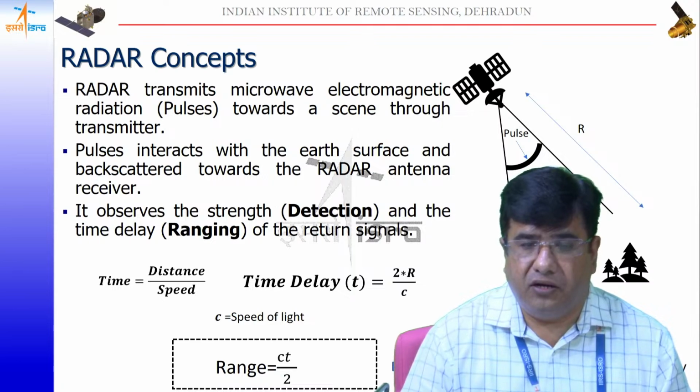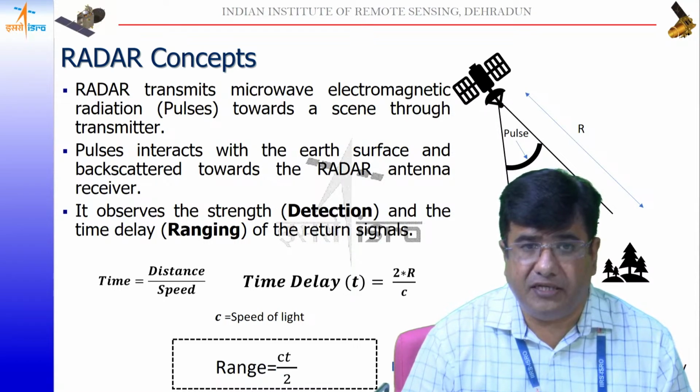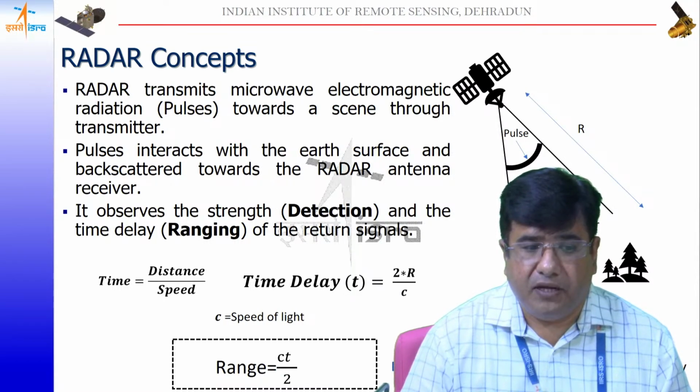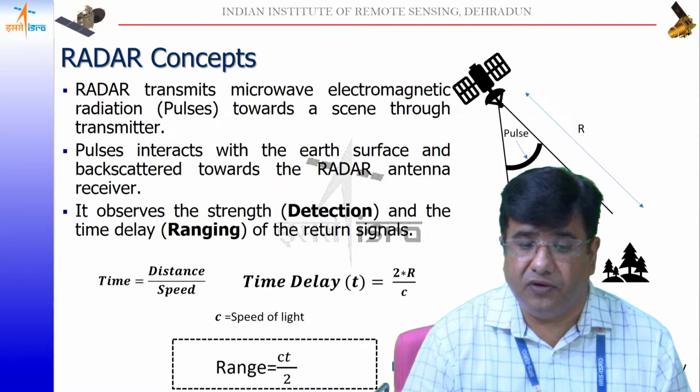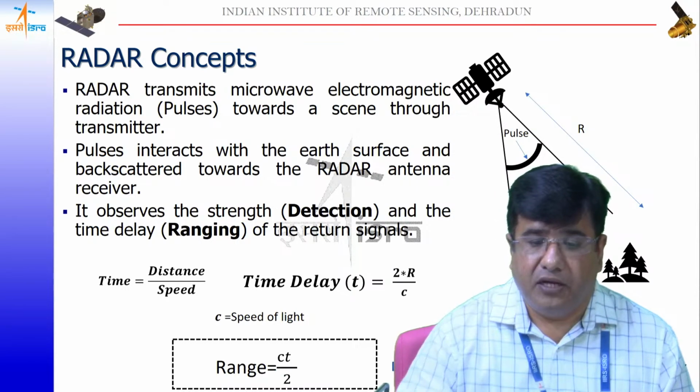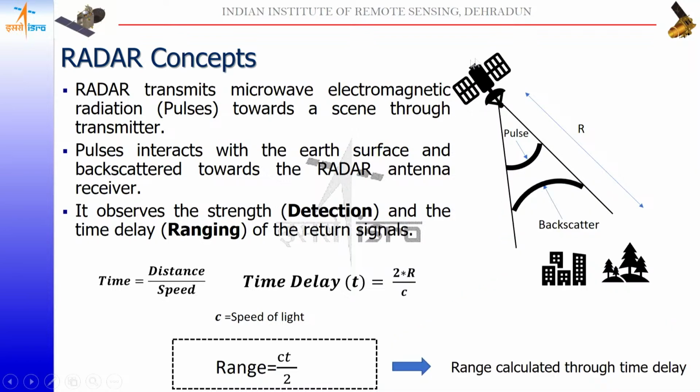Now, before giving the overview of data processing, I will brief you about some radar and SAR concepts. So, what is radar? Radar is actually the device which transmits the microwave electromagnetic radiations or pulses towards a scene through a transmitter. So in this figure you can see this is a radar. It will transmit the pulses towards the target, and some of the electromagnetic radiations will backscatter towards the radar.